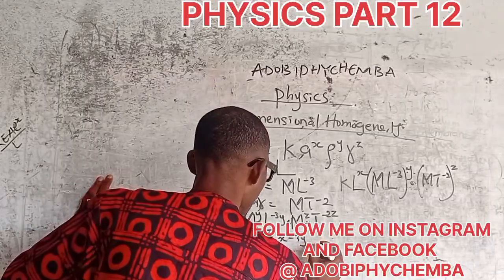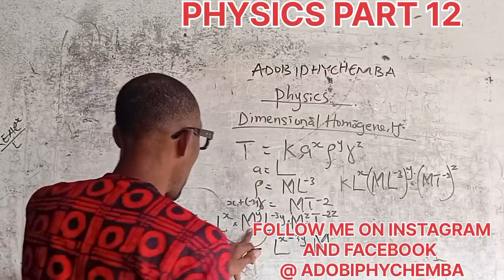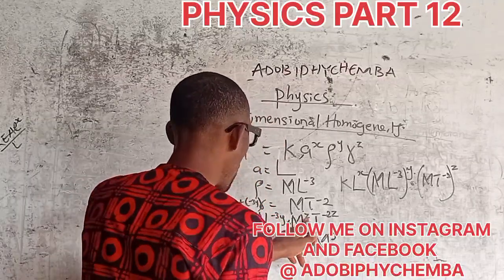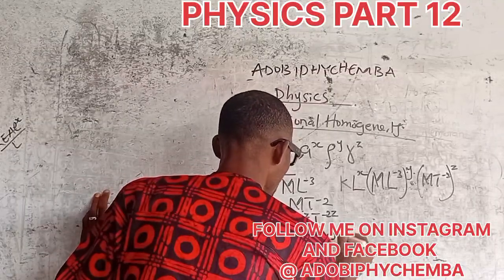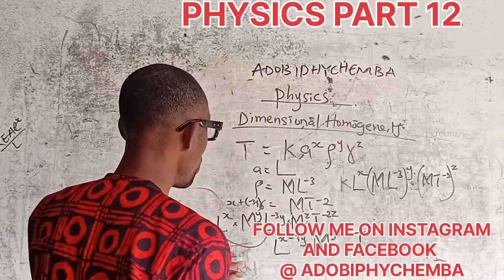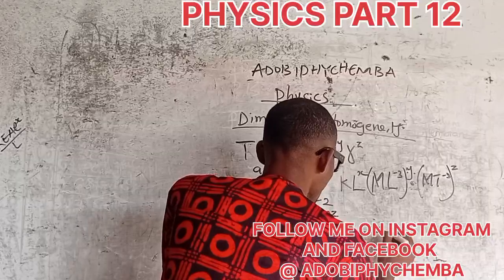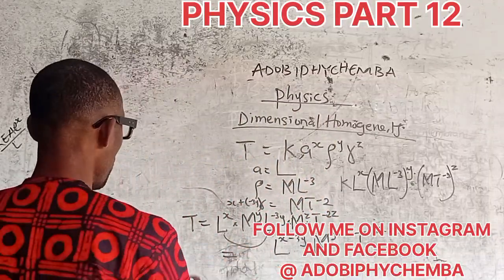You say M. Are you with me? M raised to power what? What do we have here? Y. Add the powers. Plus what? Plus Z. Are you with me? And then you now have T raised to power what? What do we have? T raised to power what? Minus 2Z. So you can see that this is already settled, and then you put your T.